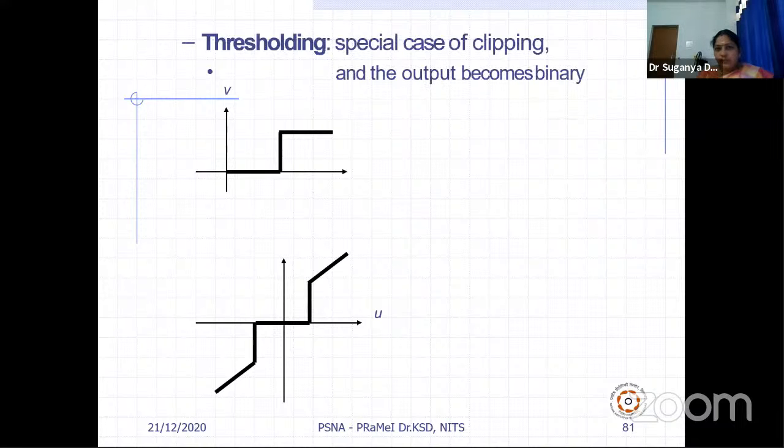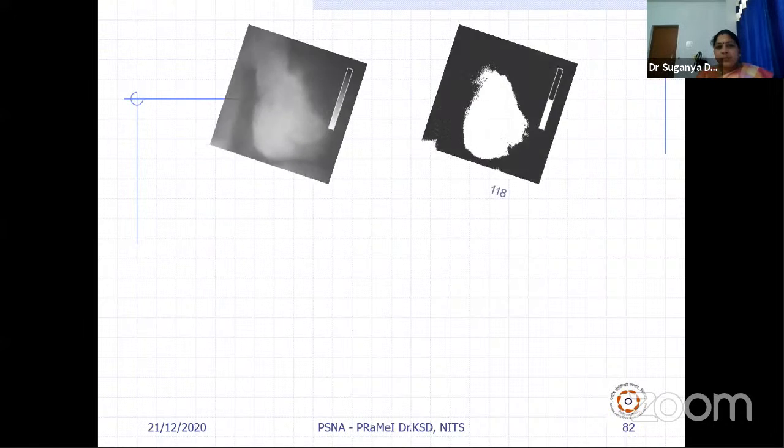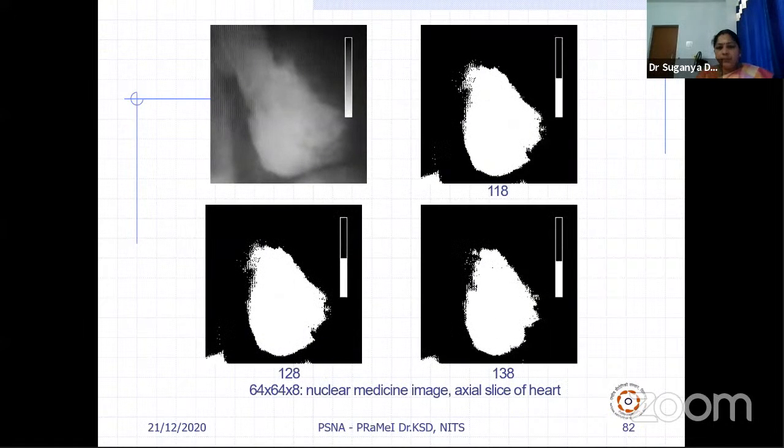Okay, the next is thresholding. It is a special case of clipping, and the output becomes binary. In thresholding, it is the 0 and 1 kind of thing we'll be doing. With the help of thresholding, we have this nuclear medicine image, an axial slice of the heart. If I keep the threshold value at 118, it comes like this. If it is 128, it comes like this, and this is 138. Depending upon the value it gives different results, but the output will always be a binary image.